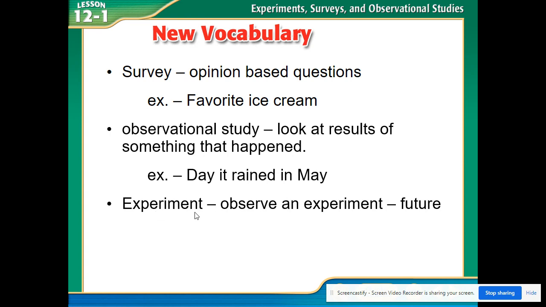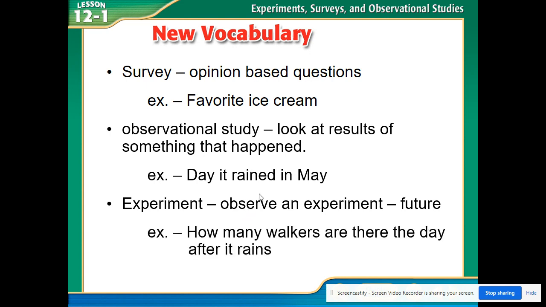And then we have an experiment. This is observing some sort of experiment, something that's going to happen in the future. How many walkers are there the day after it rains? I don't have that information. I would have to study that. So I'd have to wait for the next day that it rains and start counting up how many walkers there are. See if that changes compared to a normal day or something of that nature. But it's something that I have to go ahead and do with an experiment.